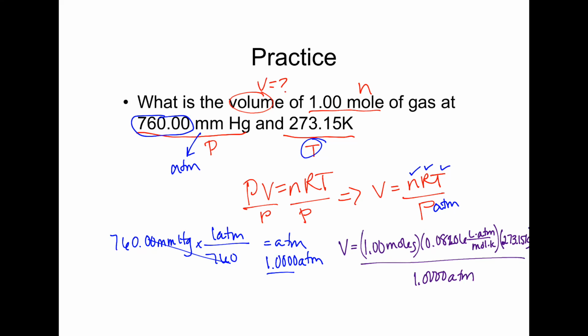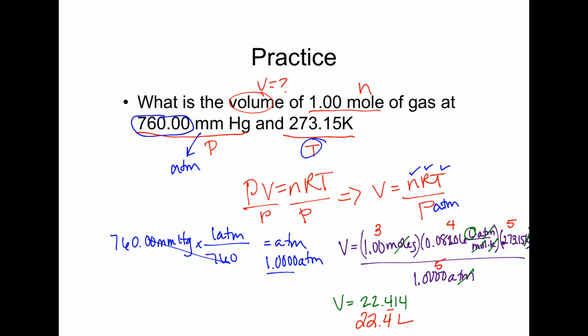Okay, so again, for units, moles and moles cancel out. Atmospheres and atmospheres cancel out. Kelvin and Kelvin cancel out. I'm just going to get volume. And when I calculated this, I got 22.414. For sig figs, this had 3, this had 4, this had 5, this had 5. So I'm going to round this to 3 sig figs, 22.4 liters.